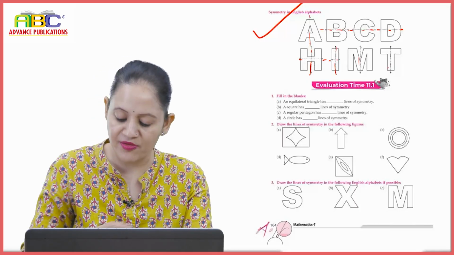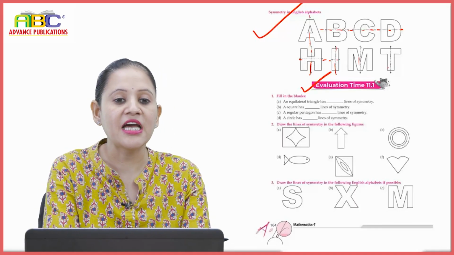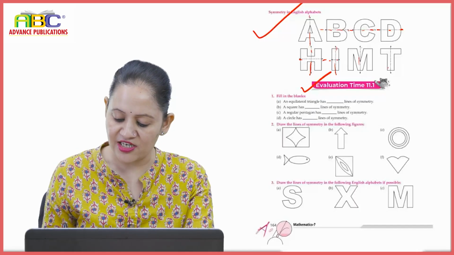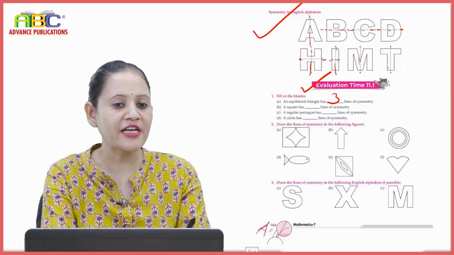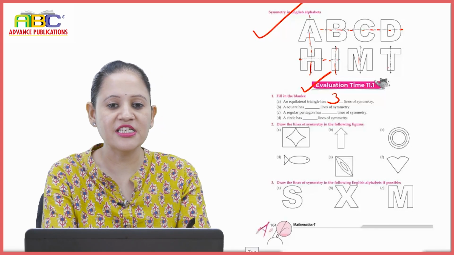Next is Evaluation Time 11.1. Fill in the blanks. An equilateral triangle has 3 lines of symmetry. All 3 sides are equal. It has 3 lines of symmetry. So in an equilateral triangle, all 3 sides are equal, so it has 3 lines of symmetry.